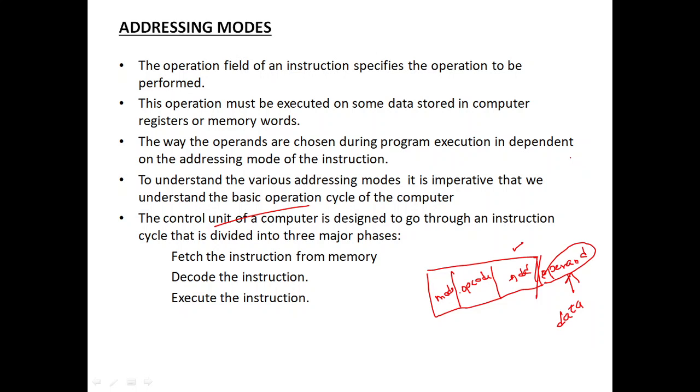Here, the operation field of an instruction specifies the operation to be performed. Suppose I want to perform an add operation. As I said in the previous class, this add is nothing but the opcode, the operational code. So what operation are we going to perform? I am going to perform the addition operation. So addition is going to be done on what data?